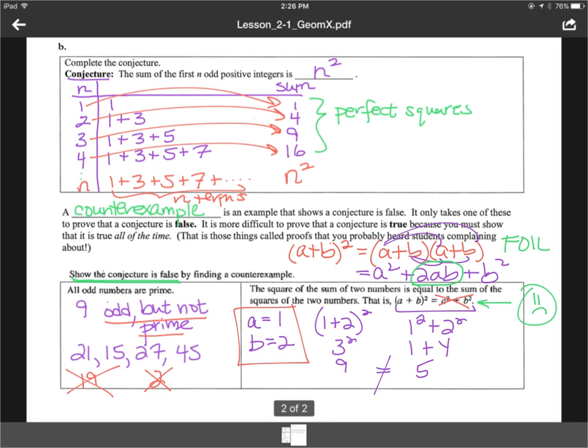So they've given you kind of a common algebra mistake and said that a plus b, the quantity squared, is the same as the square of the individual numbers added together, and that's not true. So again, in this problem, it said show the conjecture is false. So make sure you read, because sometimes they give you information in the directions that is helpful to use. This is the end of lesson 2-1.